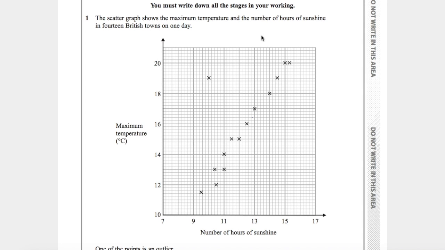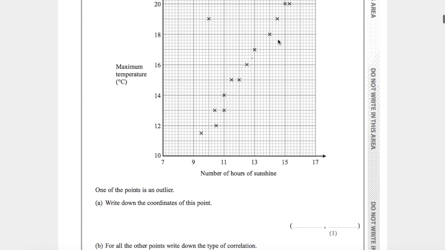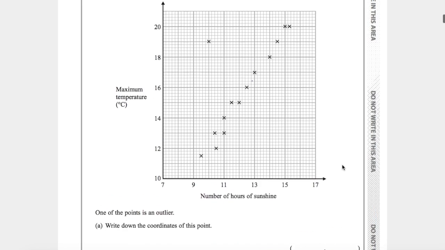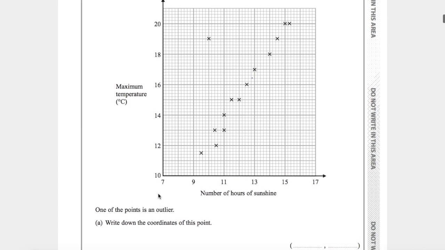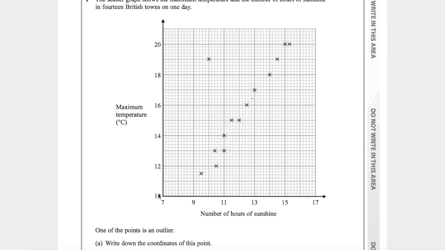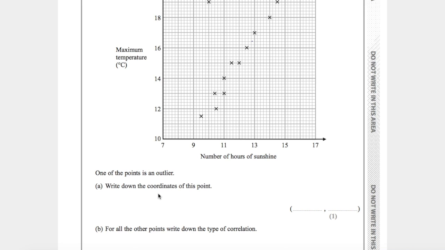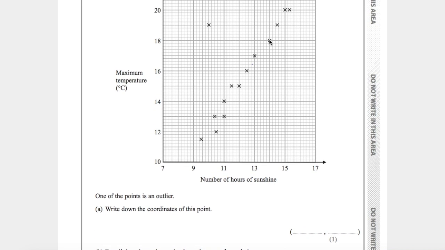Okay, so question 1 says, the scatter graph shows the maximum temperature and the number of hours of sunshine in 14 British towns on one day. Here we have a graph with the temperature on the y-axis and the number of hours of sunshine on the x-axis. One of the points is an outlier. Write down the coordinates of this point. An outlier is a point that typically doesn't follow the trend of the rest of the data. Here on the graph we can clearly see that the outlier is up here, as all of the rest of the points are on this general trend over here. The coordinates of that point are 10, 19.